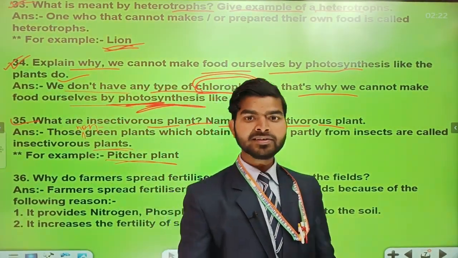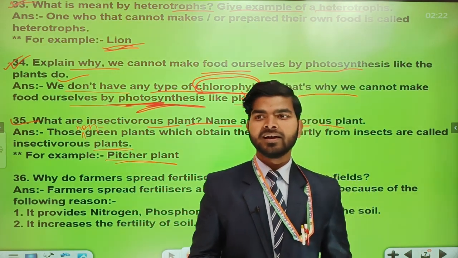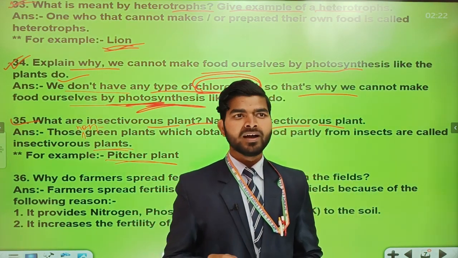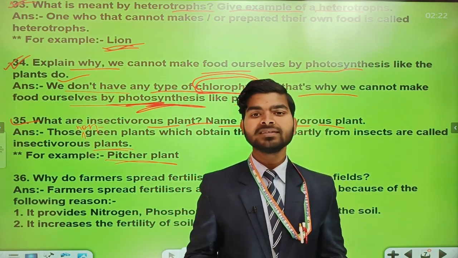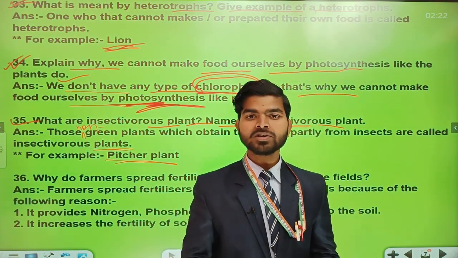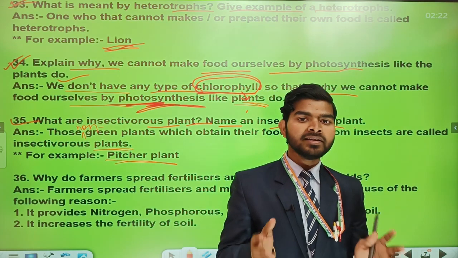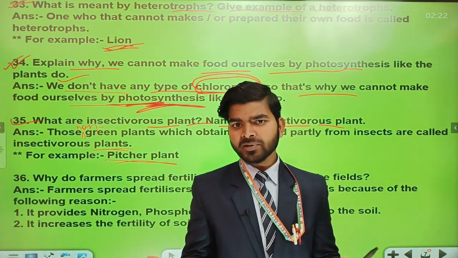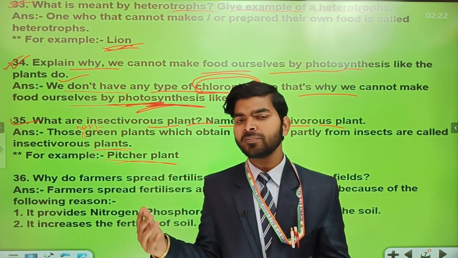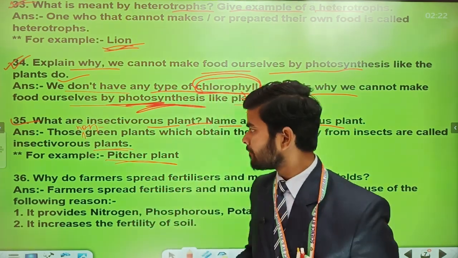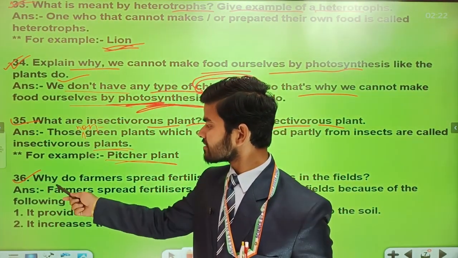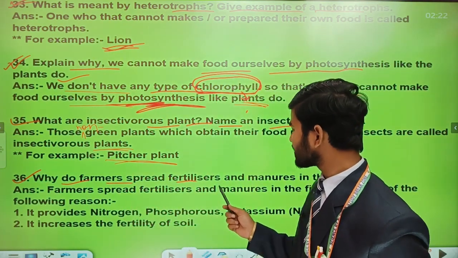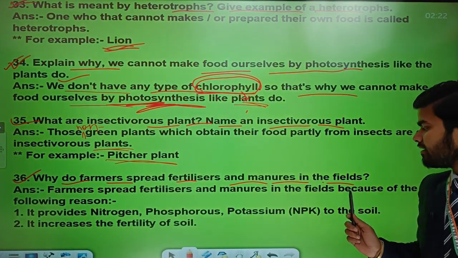I have told you what insectivorous plants are. Insectivorous plants can also do photosynthesis. They are also autotrophs, but they are partial heterotrophs because insectivorous plants eat insects. I have told you in the previous classes when I was teaching the topic of insectivorous plants. Alright. Next, question number 36. Question number 36 is asking: why do farmers spread fertilizers and manures in the field?